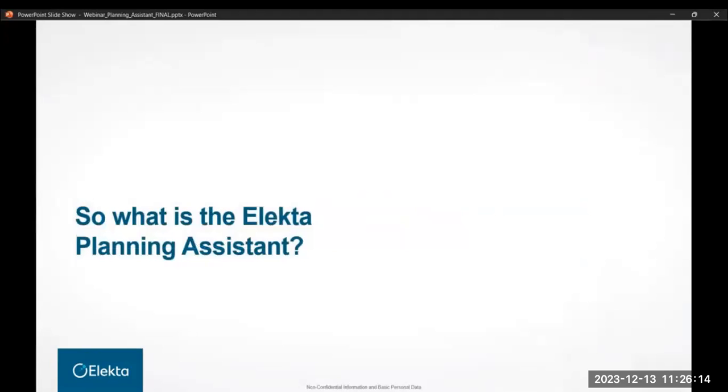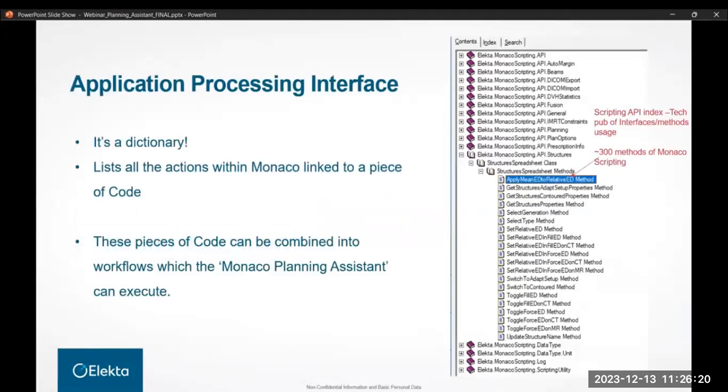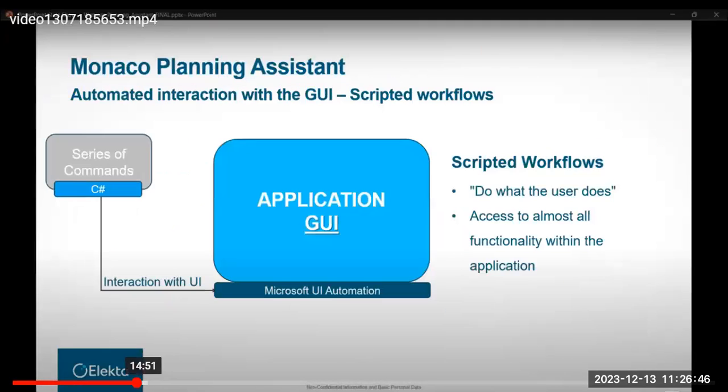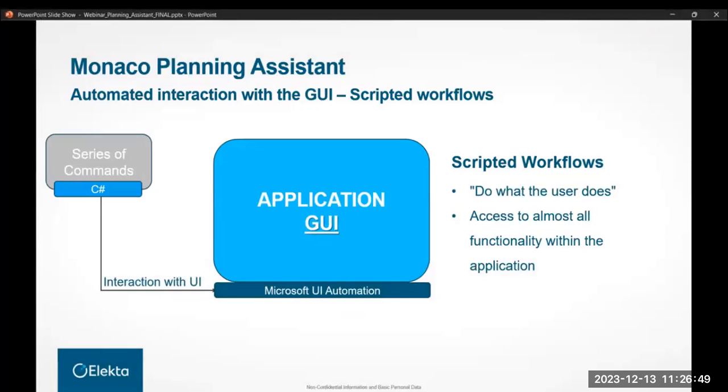So what is the Elekta planning system, and what are we doing in the new version of Monaco 6? Effectively, we're including scripting. And scripting is, at its essence, an application programming interface. Or in another way of talking, it's a dictionary that allows you to link all of the actions or all of the button clicks within the planning system, now linked to a piece of code. And these bits of code can be combined together so that the Monaco planning assistant can now execute to do some work for you. So how it does that is it does the work exactly like a user would do and has access to almost all of the functionality within the application. And it's a really exciting development.